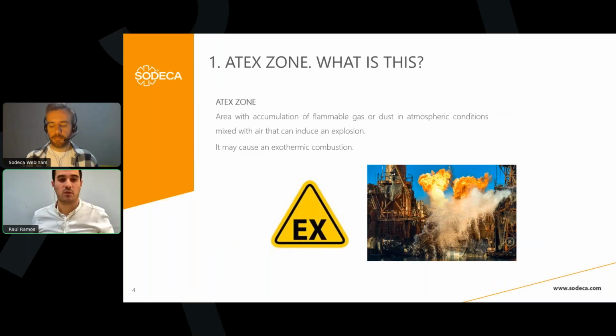And what is an explosive atmosphere zone, an ATEX zone? It's an enclosed area where flammable gas or dust accumulates, which under normal conditions can cause an explosion depending on its concentration in the air, which can release a lot of energy instantly.